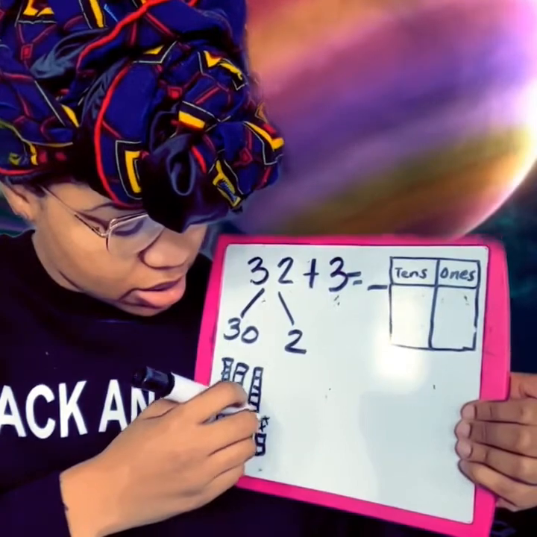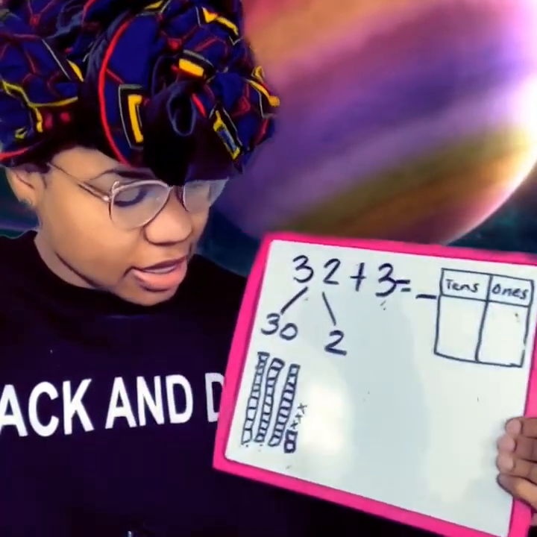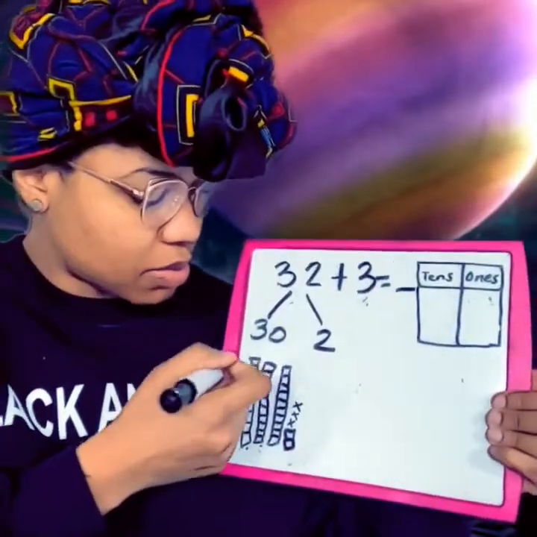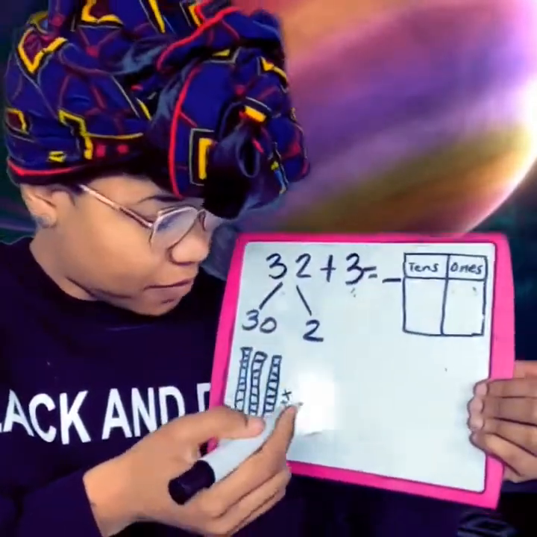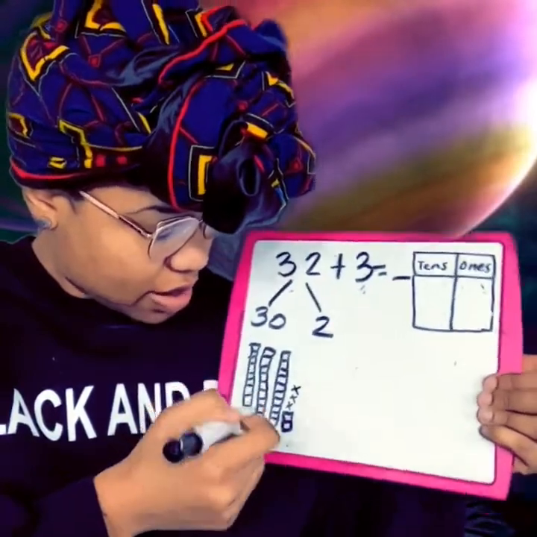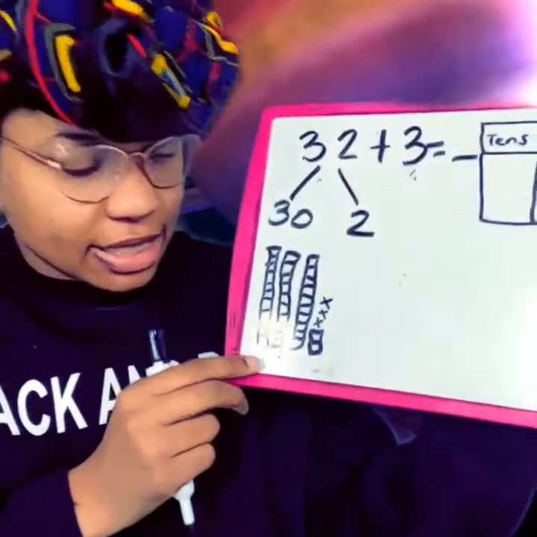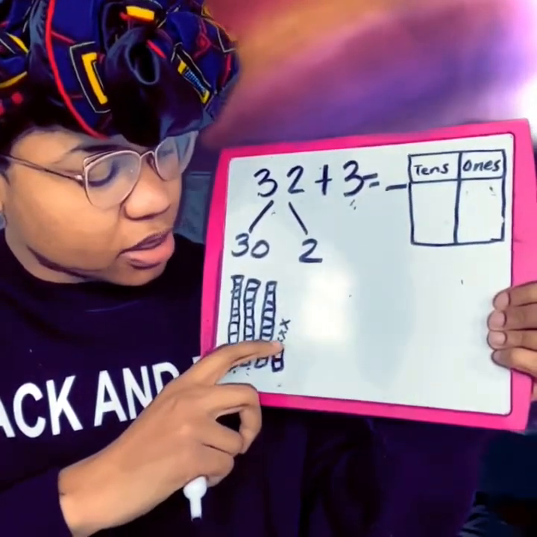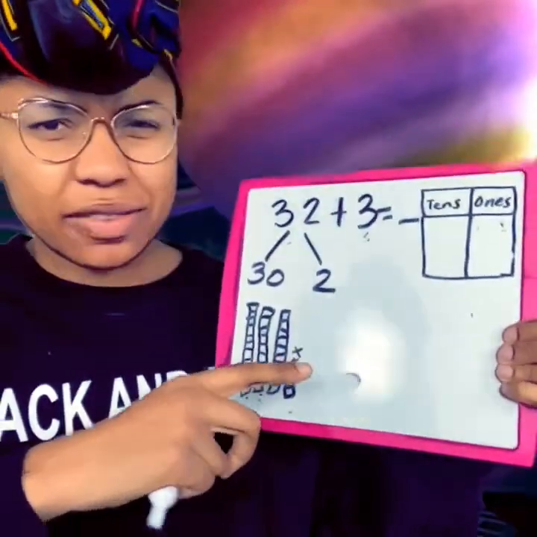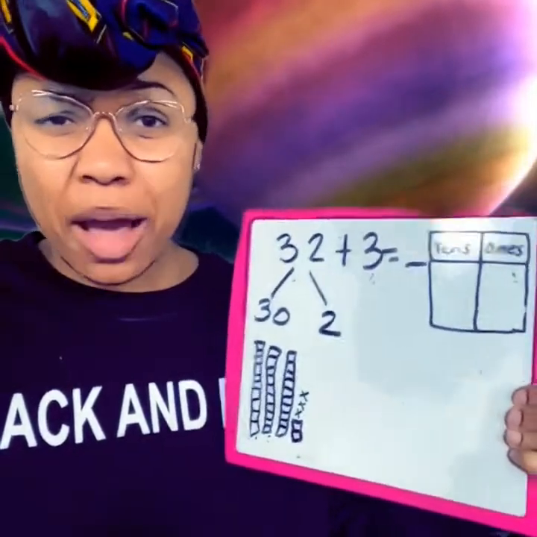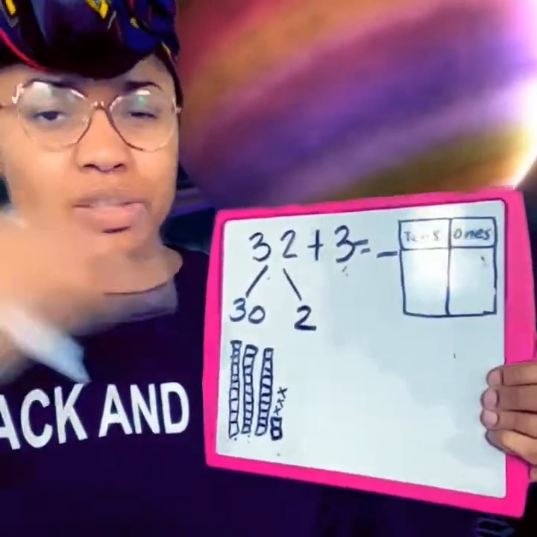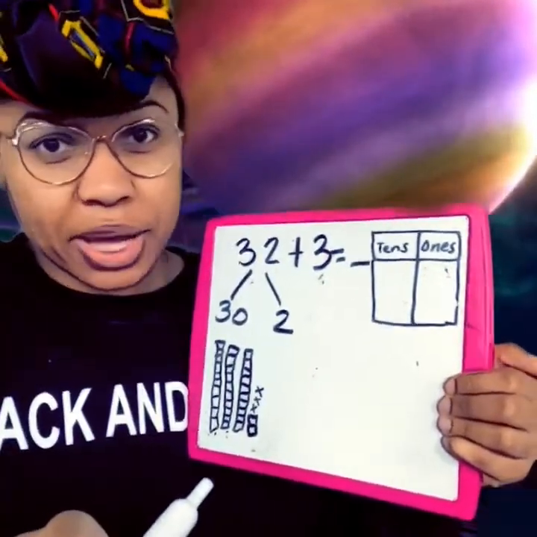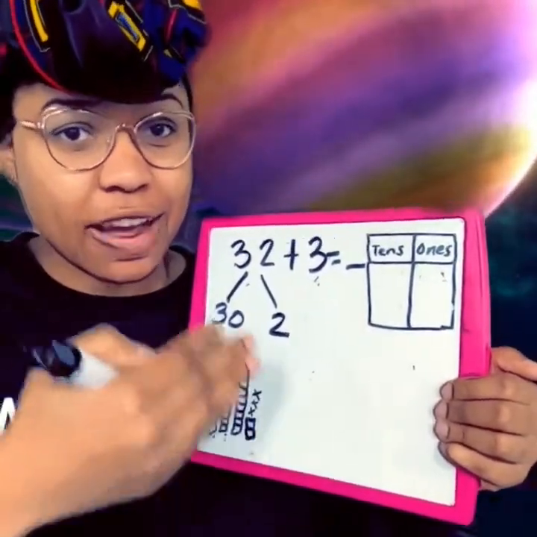1, 2, 3. So now to figure out what 32 plus 3 equals, I'm going to count these all together. So let's do that. Get ready. 10, 20, 30, 31, 32, 33, 34, 35. 35. But I don't know how to write 35. So let me go back to my quick drawing to help me figure out how many 10s and how many extra ones I have to help me write 35.